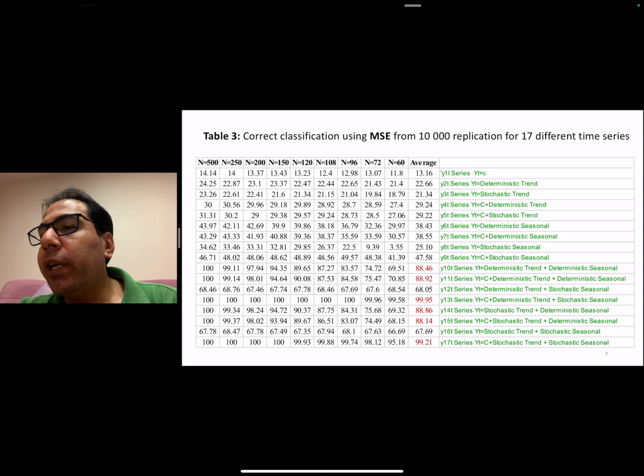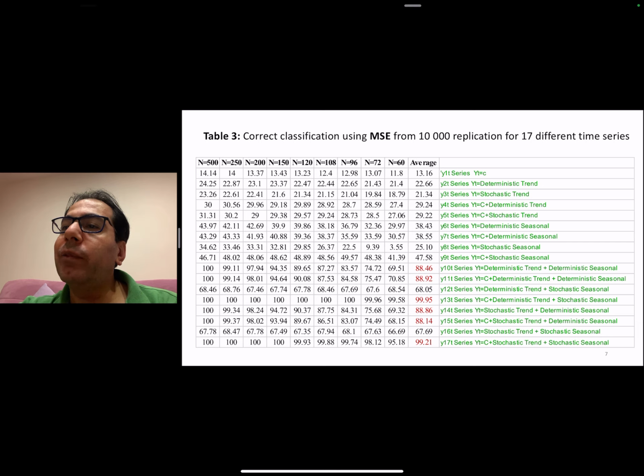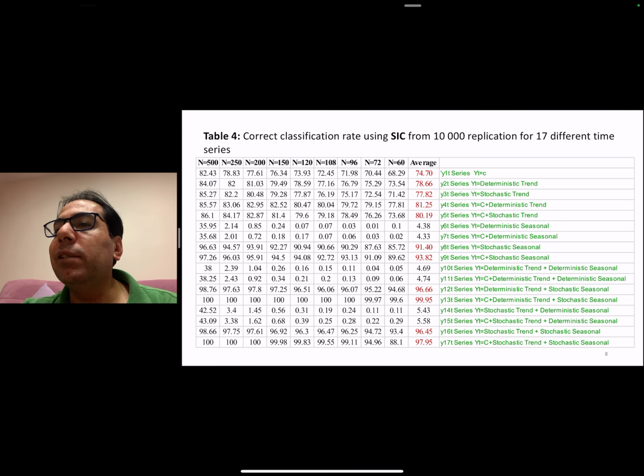Okay, and the next one is using the mean square error. The mean square error is surprisingly successful for numbers 10, 11, and as you go down, while models 1 to 9 are not really successful even at every sample size. So mean square error is not a popular information criterion, but it can sometimes be used.